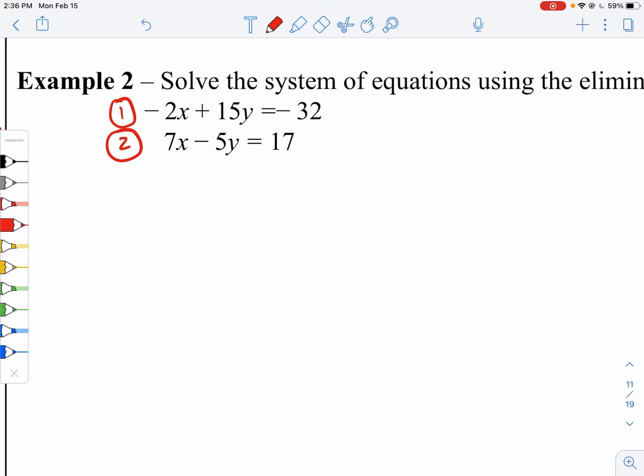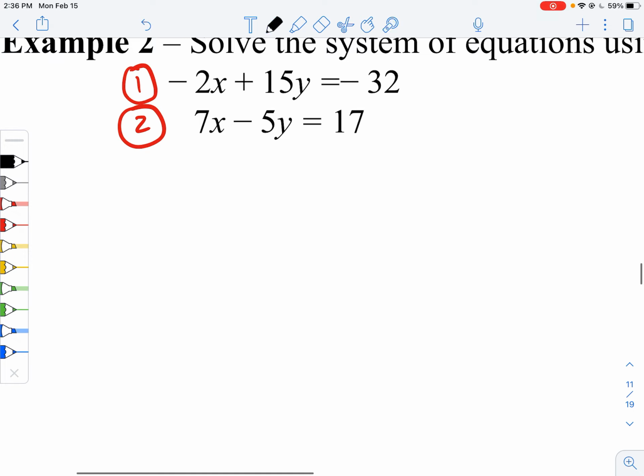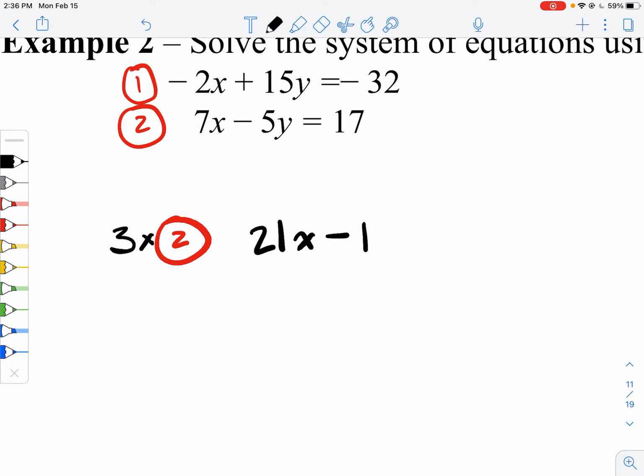So we'll take our second equation, and we'll notice that 5 and 15 are both divisible by 5. So if I multiply this times 3, I'll get 15y. So I'm going to start out with my first step. I'm going to take 3 and multiply 3 times my second equation. And that gives me 3 times 7 is 21x, minus 3 times 5 is 15y, equals 3 times 17.